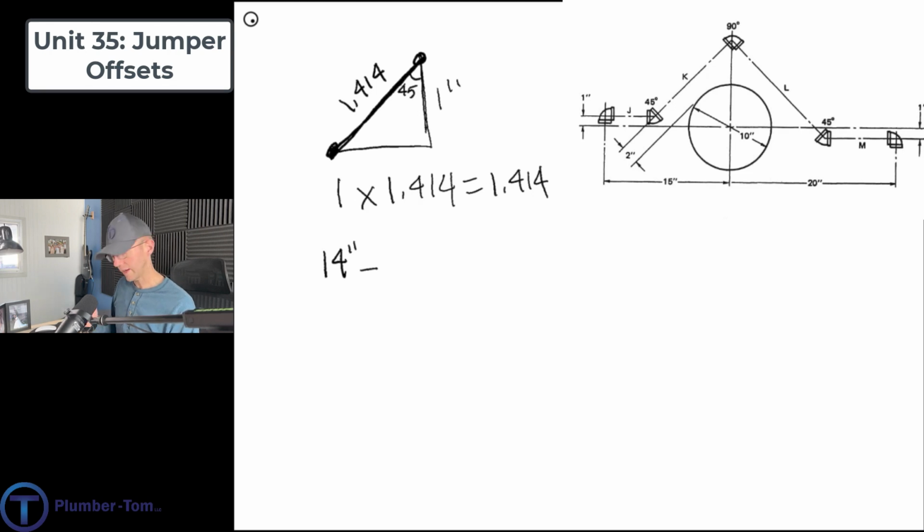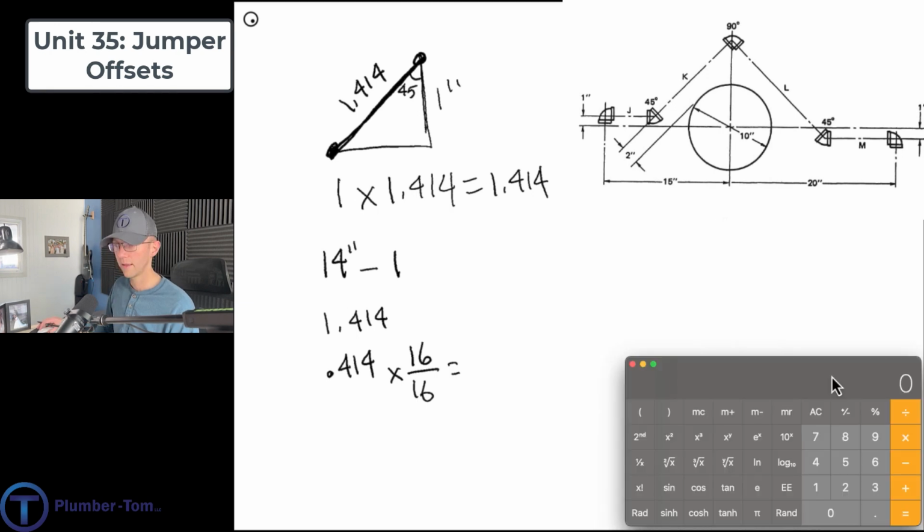Let's convert this 1.414 into a fraction, as they do in the book. 1.414, we're going to keep the 1, but we need 0.414 into a fraction form. So if I multiply that by 16 over 16, that's going to put it into 1/16 of an inch. Bring in the calculator here, and we're going to have 0.414 times 16. That gives me 6.6. Let's round that up to 7/16. So what we're going to have there is 1 7/16 equals 1.414.